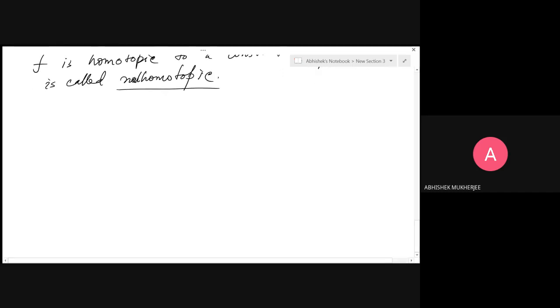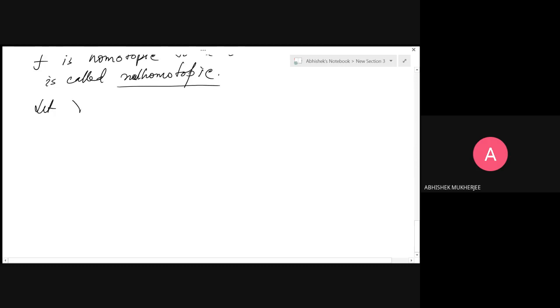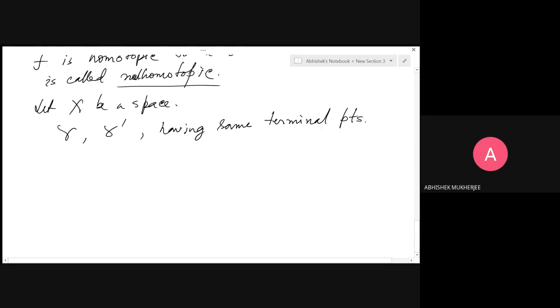So let us consider a space X, then two paths gamma and gamma dash in the space X having the same terminal points. That means the paths have the same initial point and the same end point. Suppose the initial point is small a and the end point is small b.